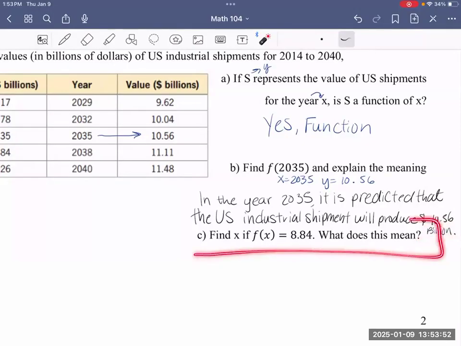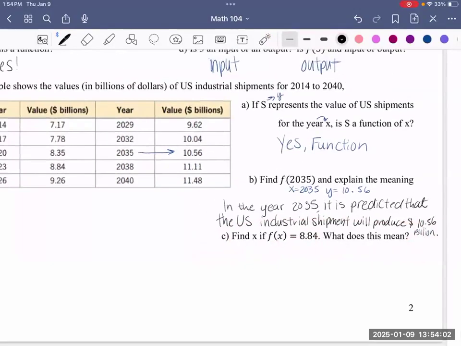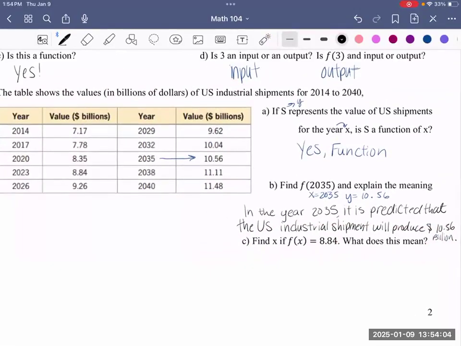So now let's have you guys try it again with C. It says find X if f of X, again, Y, is equal to 8.84. What does this mean? So where on your Y coordinate, your value in billions of dollars is 8.84 appearing? Well, that would be right here. And its counterpart for the year is 2023. So again, what does it mean? Can you bring any sort of context?